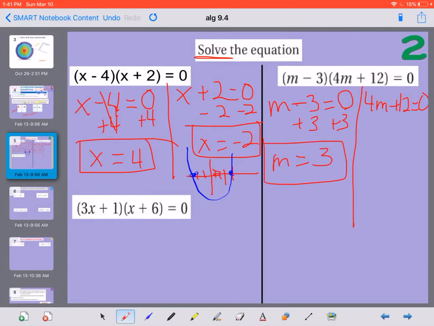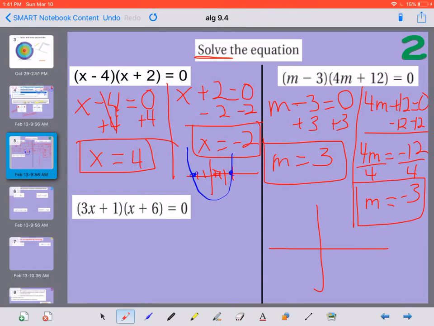Here we need to do a little bit more work. We're going to subtract 12. When we do that, we get 4m equals negative 12. Divide that by 4, and m equals negative 3. So our graph of this equation would look like we would have a 0 on negative 3 and a 0 on positive 3, and our parabola would go through both of them.